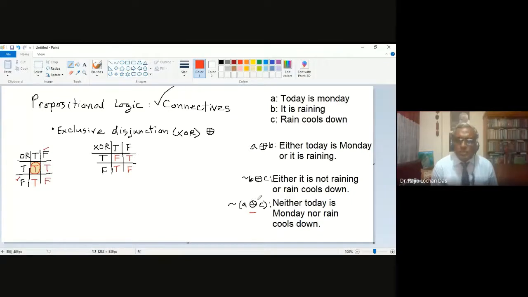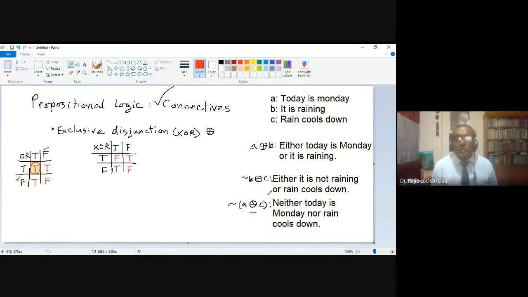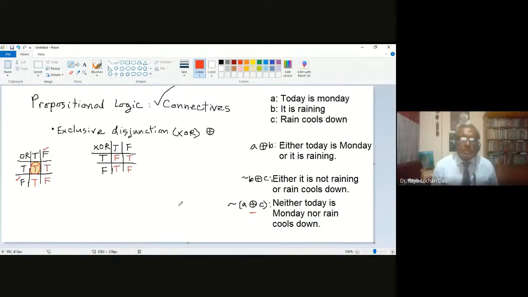But what about this one? Will XOR change to anything? Will it change to XNOR? Let me make it clear. This is not XOR. So if it is not XOR, you can think of another operator which is called XNOR. So this is happening here in this case.